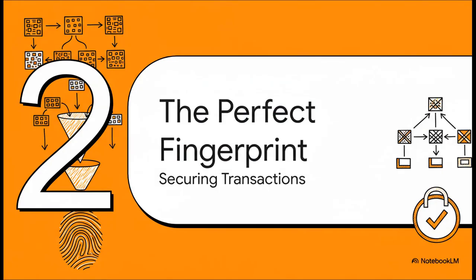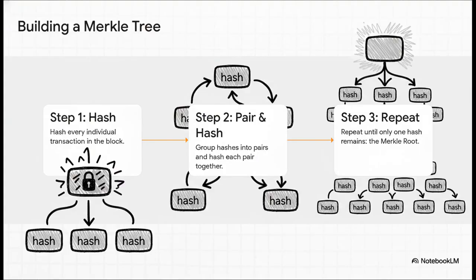So the chain of blocks is solid, right? It's secure. But what about all the stuff packed inside each block? We're talking thousands of transactions. How do you efficiently create a single tamper-proof fingerprint for all of them combined? The answer is a beautifully elegant data structure called a Merkle tree.